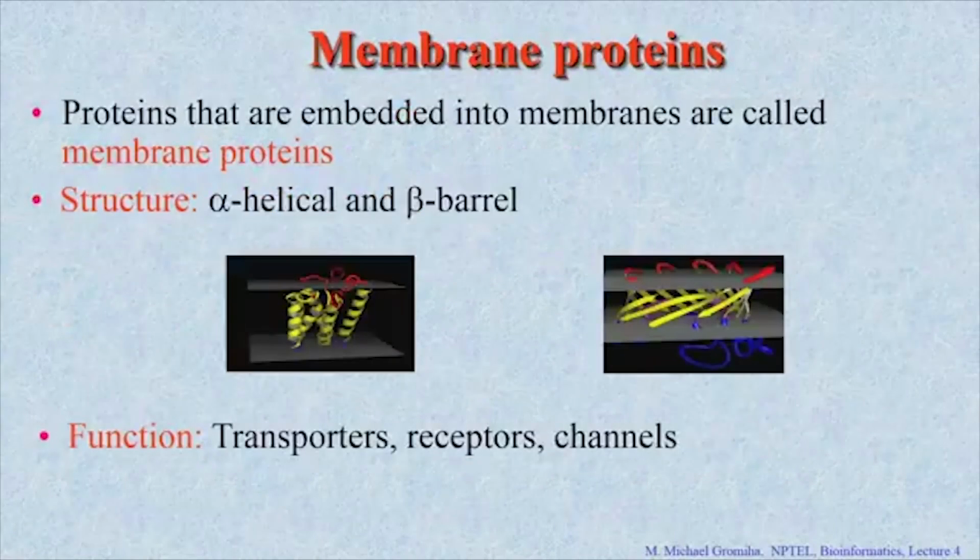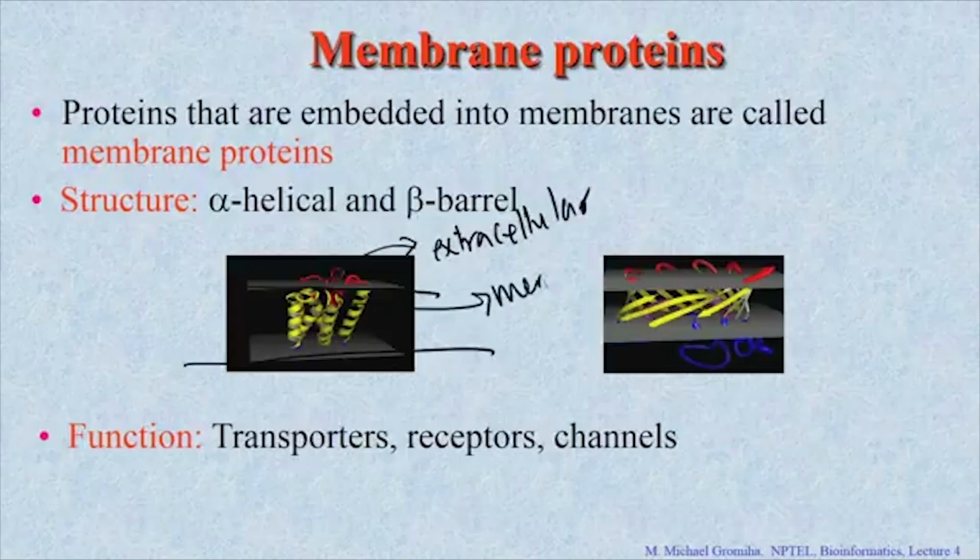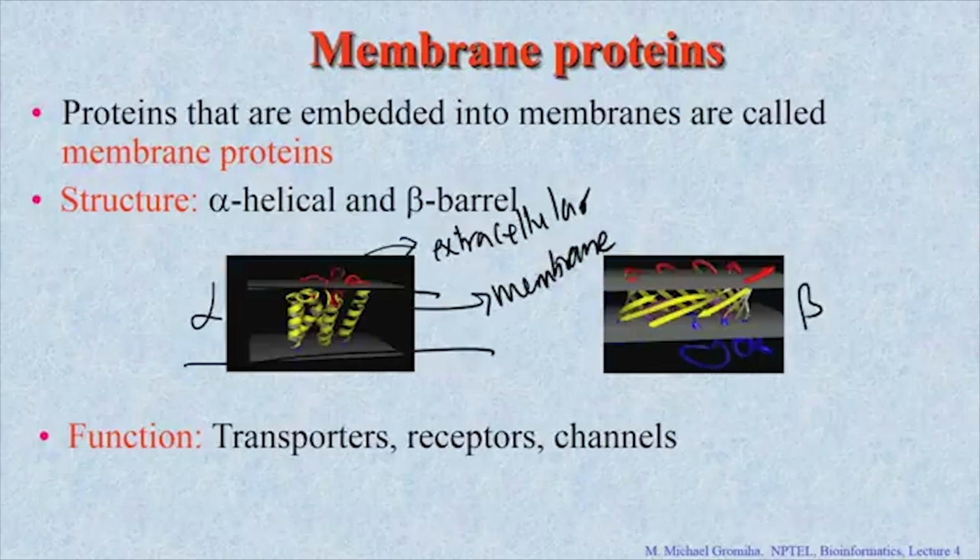Fine. First we discussed globular proteins and fibrous proteins, and the next step is the membrane proteins. As we discussed earlier, membrane proteins are embedded into membranes. I give two types of proteins here. This is the membrane surface, and these are the proteins embedded into the membrane. This is the outside extracellular space, and here is the membrane. As we discussed earlier, there are two types of proteins, here this is alpha and this is beta. You can see this is a beta barrel conformation.